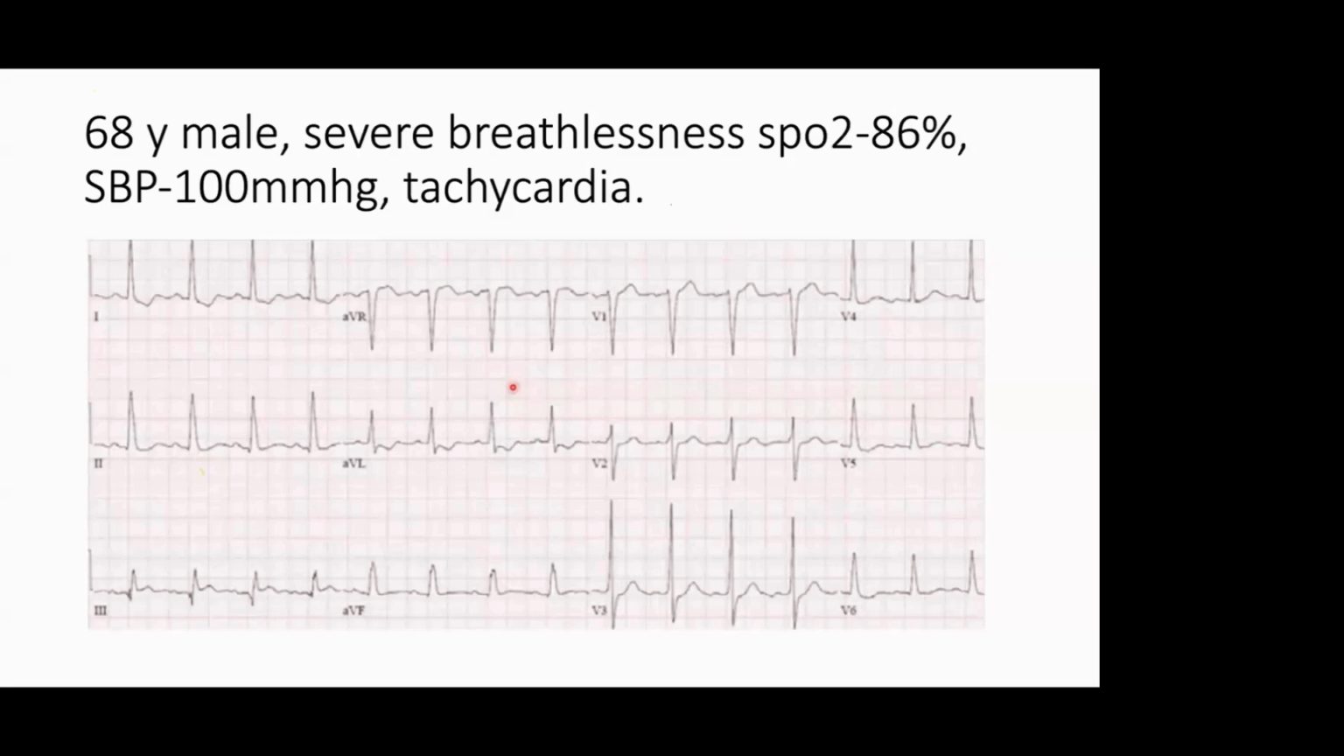So this is a typical pattern of left main or severe three-vessel disease. The patient will have pulmonary edema or cardiogenic shock. Death is impending in this patient. So you have to stabilize the pulmonary edema and do an early angiogram. These patients usually will go for coronary artery bypass grafting.